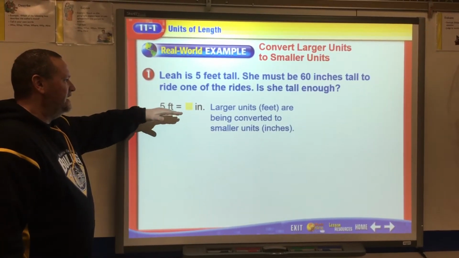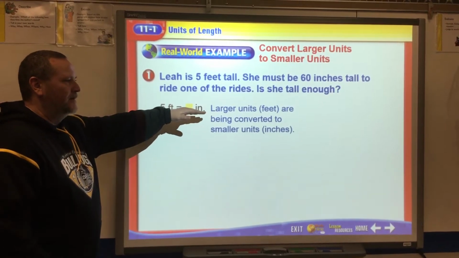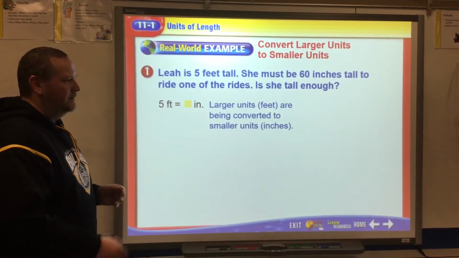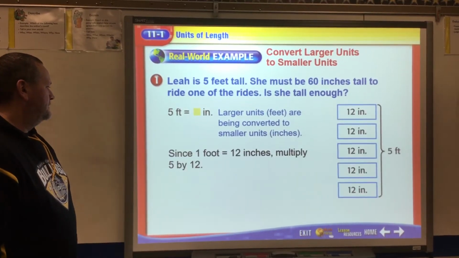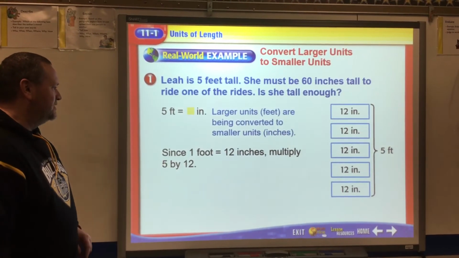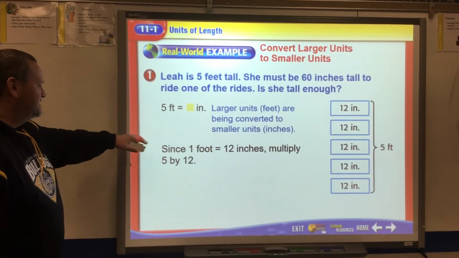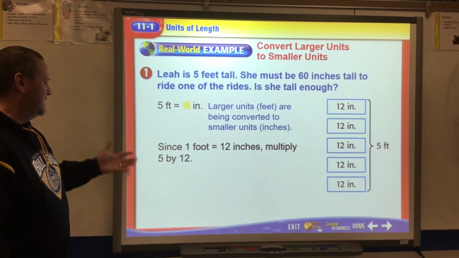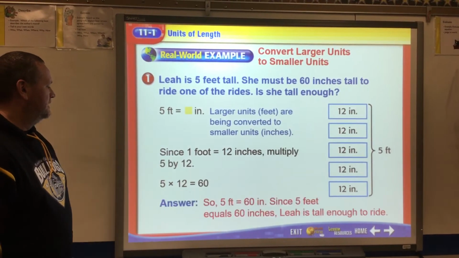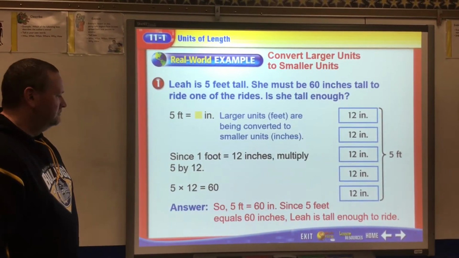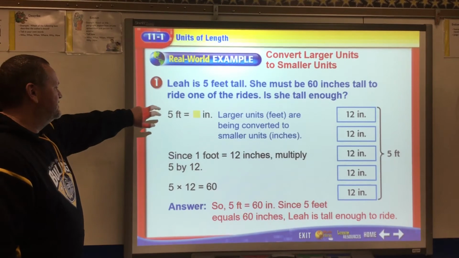Something that's 5 feet is going to be a lot bigger number in inches. How much more? Well, you multiply by 12, so it's 12 times larger. Okay? They show it as adding a group of 12s, but since 1 foot equals 12 inches, multiply 5 times 12, and you'd end up with 60. So, Leah is tall enough to ride.